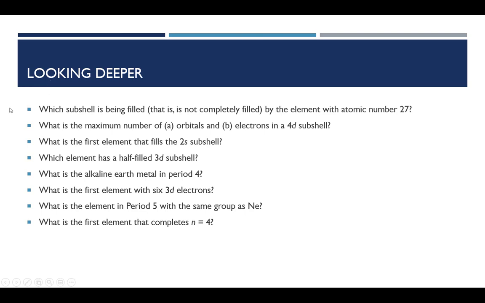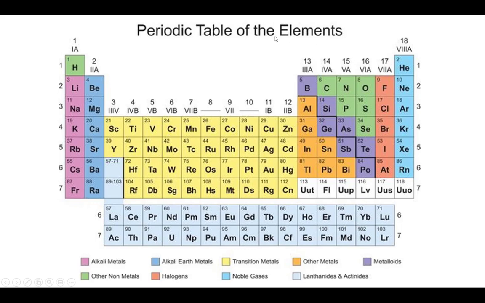All right, so let's take a look at these questions. Which subshell is being filled by the element with atomic number 27? So subshells, remember those are 1s, 3d, 4f, those kinds of things. Okay? So let's look up atomic number 27 on the periodic table. 27 is cobalt. To figure out which subshell is being filled up, we just look and see where it is on the periodic table. It's in the 3Ds. So the 3Ds are the subshell being filled with cobalt.